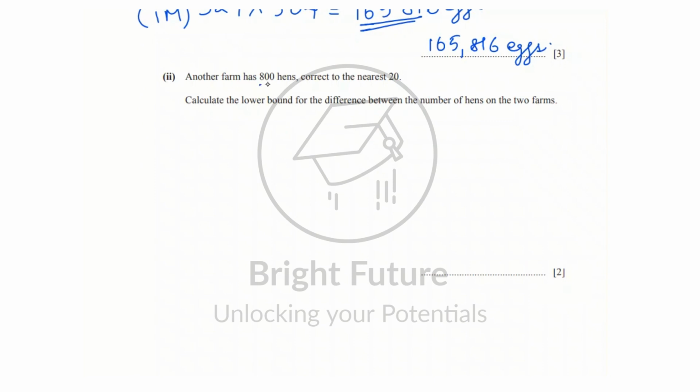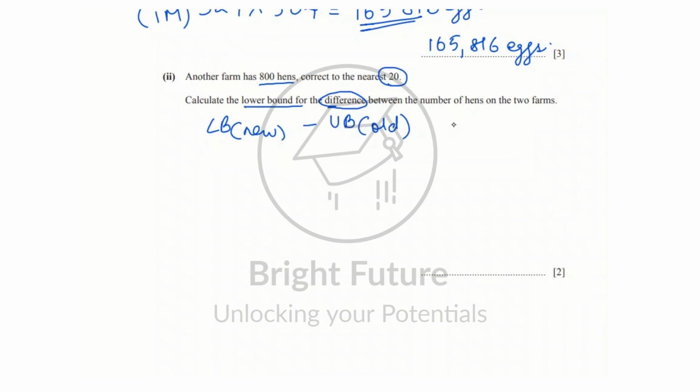And another farm has 800 hens, nearest to 20. Calculate the lower bound for the difference between the number of hens on the two farms. So 500 and 800. To calculate the lowest difference, we take the lower bound of the larger one minus the upper bound of the smaller one. We have to find the difference.